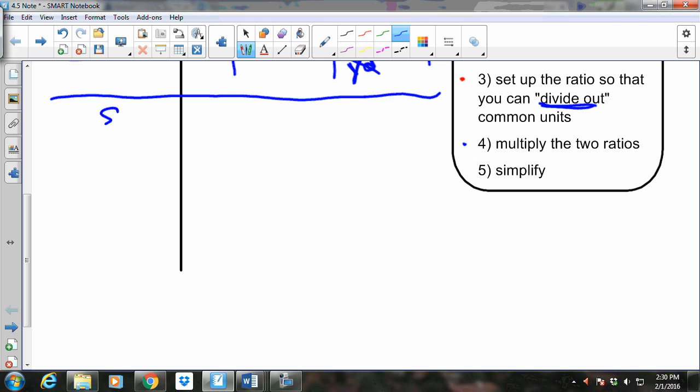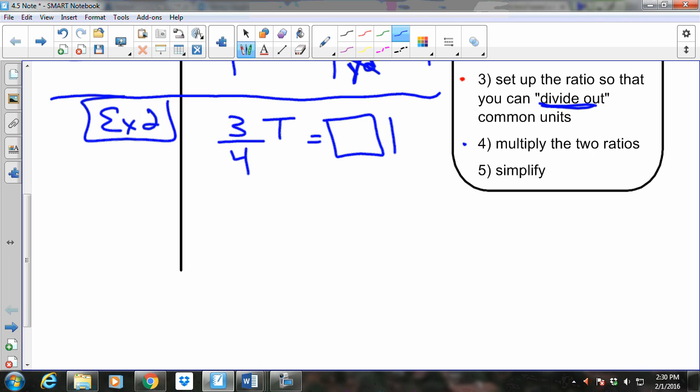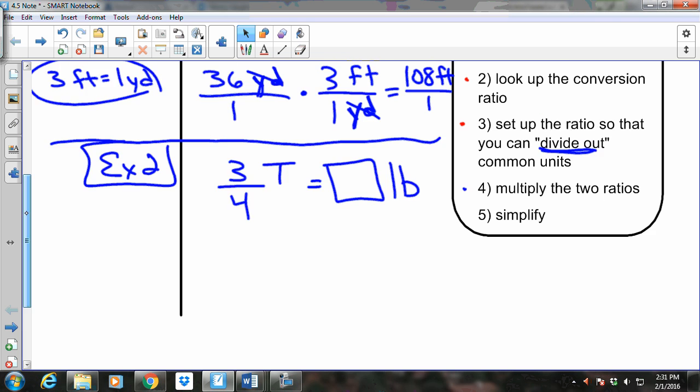Example 2 is actually going to be letter B at the bottom of page 290. 3/4 of a ton, that's the T, equals how many pounds? If you don't know these abbreviations, you'll be getting used to them. LB is abbreviation for pound. So let's go back and look at our steps.